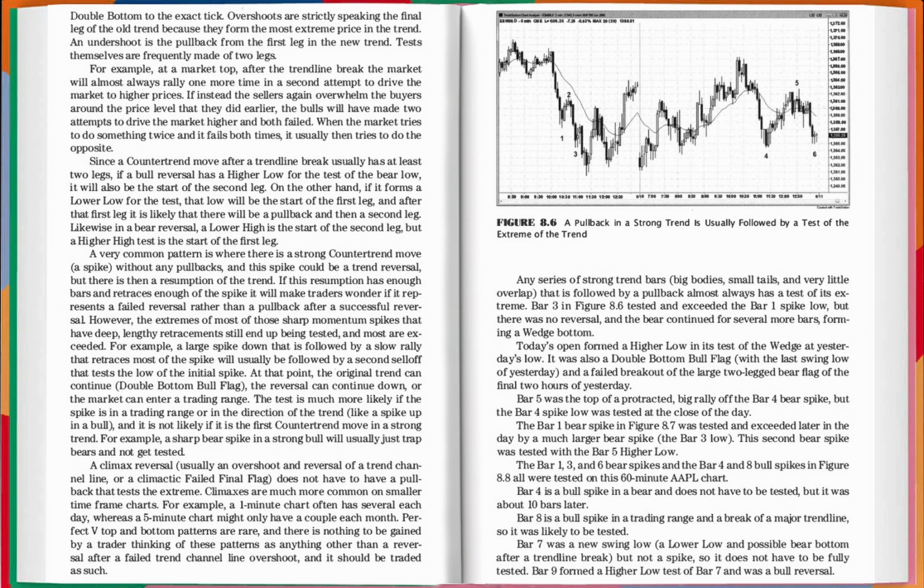The bar 1, 3, and 6 bear spikes and the bar 4 and 8 bull spikes in figure 8.8 all were tested on this 60-minute Opal chart. Bar 4 is a bull spike in a bear and does not have to be tested, but it was about 10 bars later. Bar 8 is a bull spike in a trading range and a break of a major trend line, so it was likely to be tested. Bar 7 was a new swing low, a lower low and possible bear bottom after a trendline break, but not a spike, so it does not have to be fully tested. Bar 9 formed a higher low test of bar 7 and was a bull reversal.